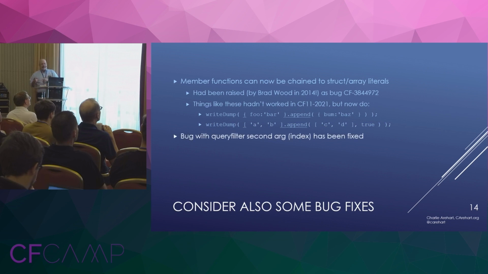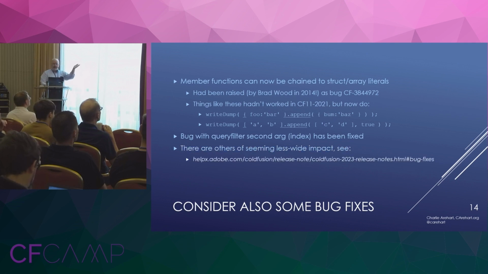There was a bug with the query filter function where its argument didn't work, and that's been fixed. I'm just pointing out a couple things that some people might go, oh, that's great, I've suffered that. There's a bunch of other fixes, and they don't seem to be as wide impact, so I'll just point you to the docs page. There is a docs page that lists the bugs fixed, and it's a section of that page, and that's an anchor to that section of that page.